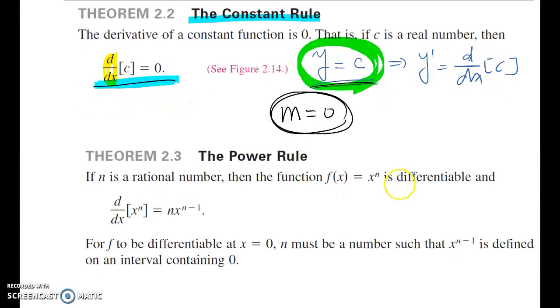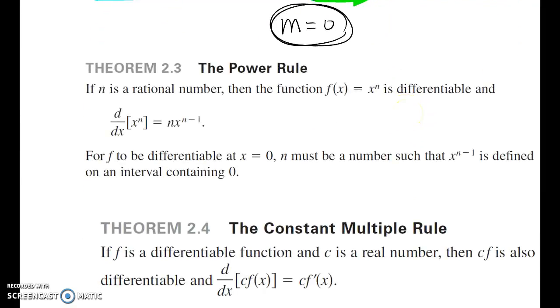Now, the second part, the power rule, which you will use the most. If n is a rational number, then the function f(x) equal to x to the n power is differentiable, and d over dx of x to the n equals n times x to the n minus 1. Okay? So, let's go back to a few questions, such as maybe y equal to x squared.